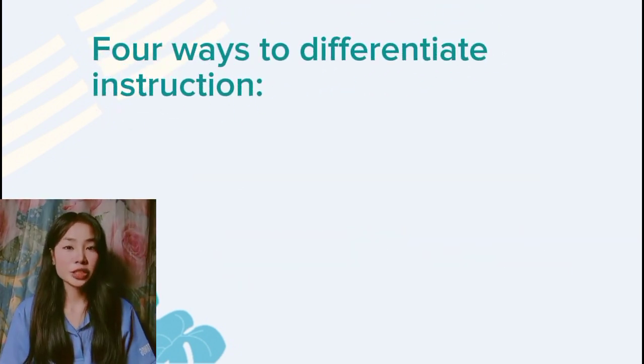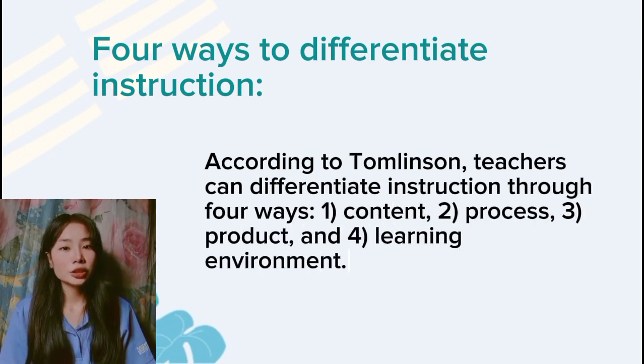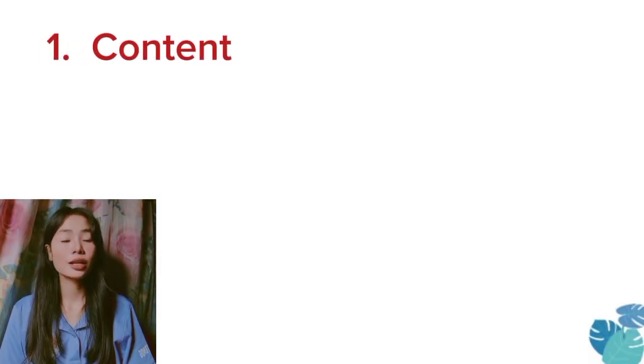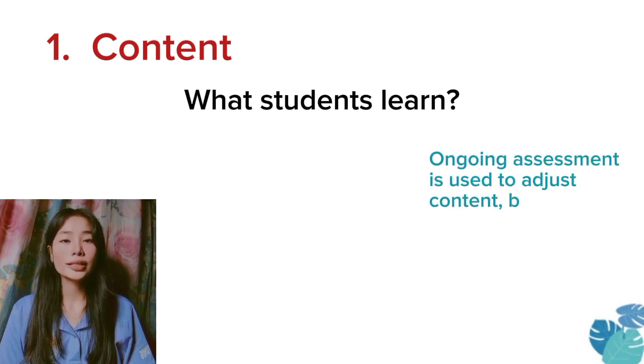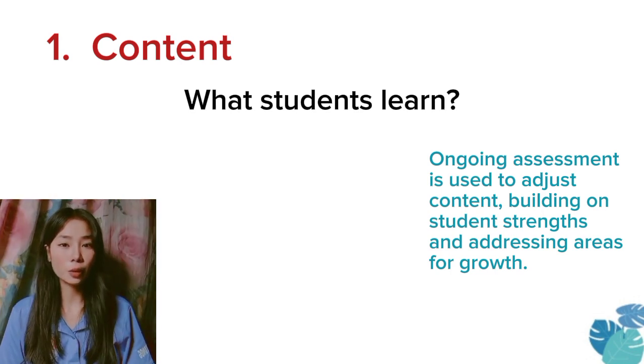Four ways to differentiate instruction according to Tomlinson. A teacher can differentiate instruction through four ways. First, content. Second, process. Third, product. And fourth, learning environment. First, content: what students learn. Ongoing assessment is used to adjust content, building on student strengths and addressing areas for growth.